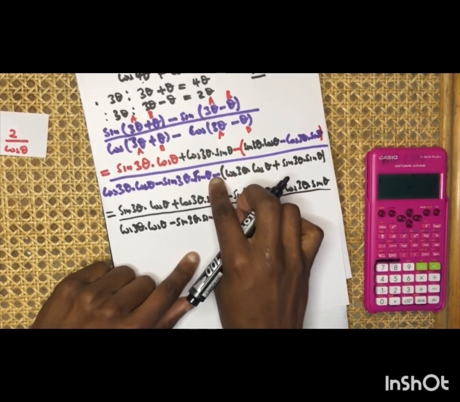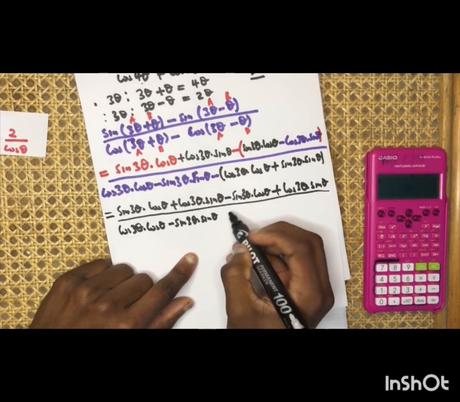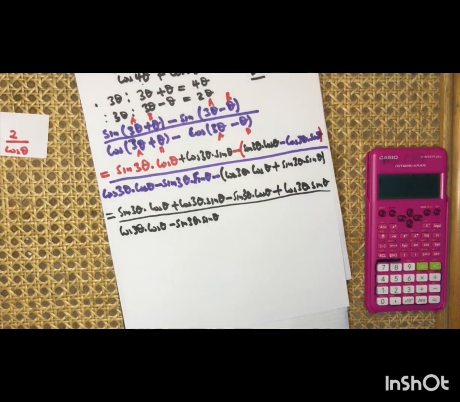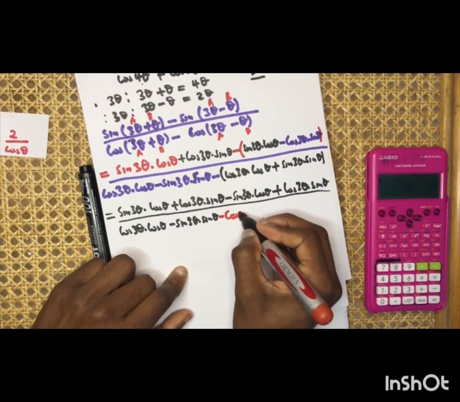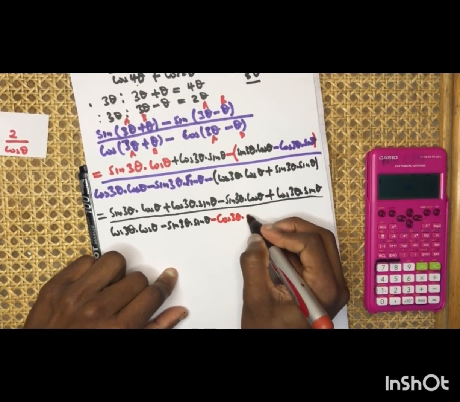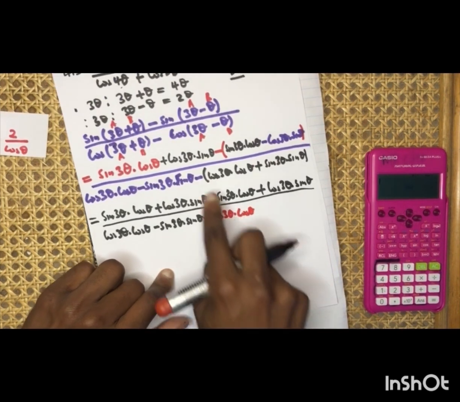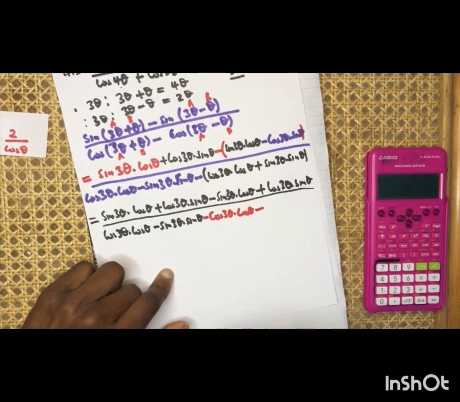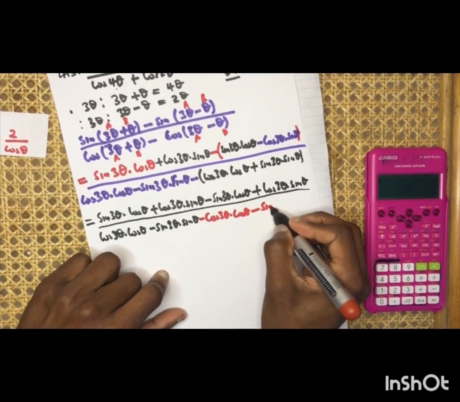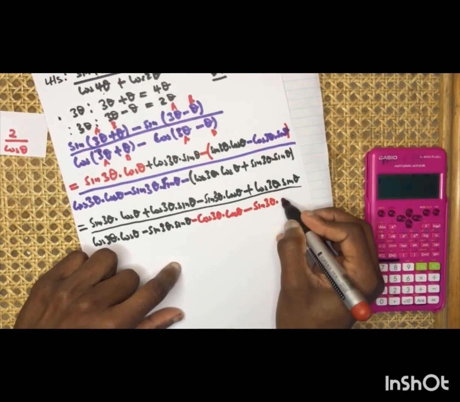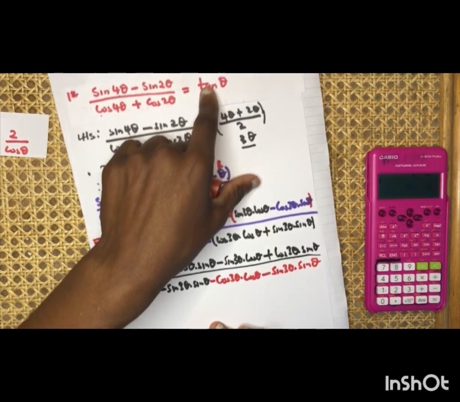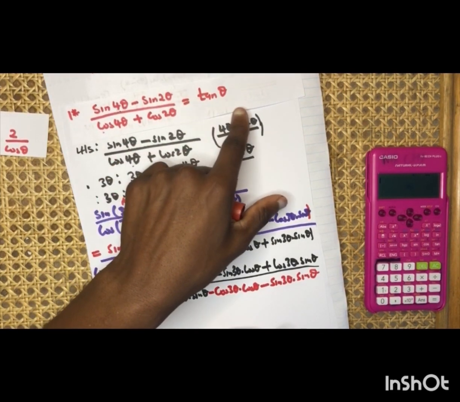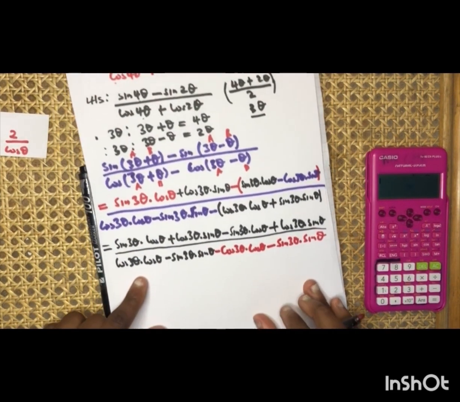Then you open the brackets using your negative. So a negative and positive, then you will get negative cos 3 theta cos theta. Then a negative times a positive. Now you get a negative sine 3 theta sine theta. Remember, guys, we want to prove tan theta. So we want tan theta.